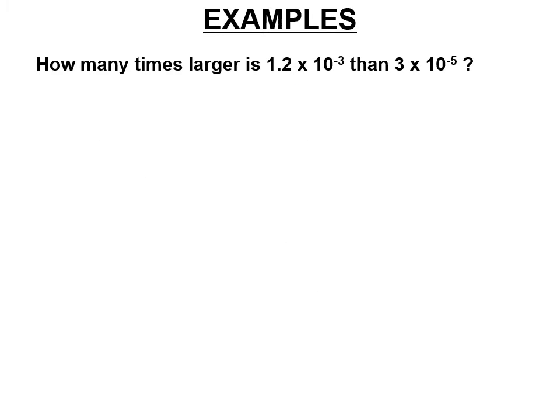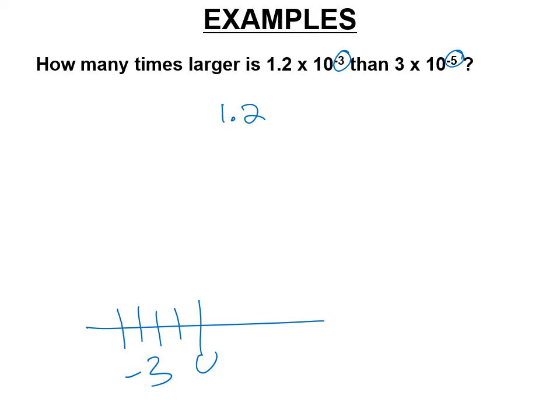All right, how many times larger is a division problem. Now we have to know the bigger one goes up top. Negative 3 is bigger than negative 5, right? On a number line, negative 3 is bigger than negative 5. All right, so 1.2 times 10 to the negative third divided by 3 times 10 to the negative fifth.